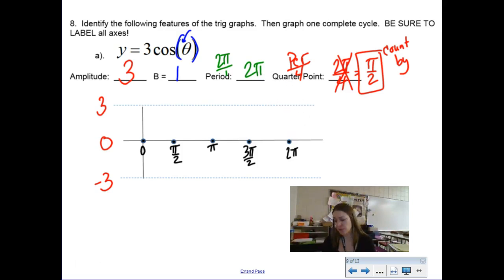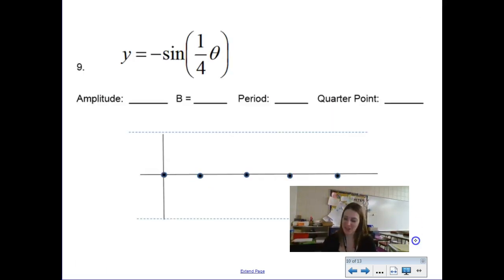And now I just have to remember the shape. So this is a cosine graph, which means it starts up at the maximum and then travels along with the pattern. Alright, so I kind of missed my point there, but you know what I'm going to do is make a really big point. There we go. Alright, moving along here, we have a -1 in front of the sine function.